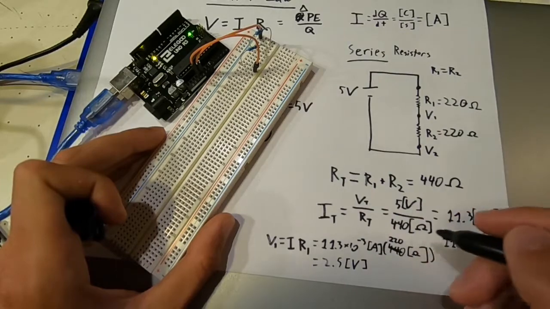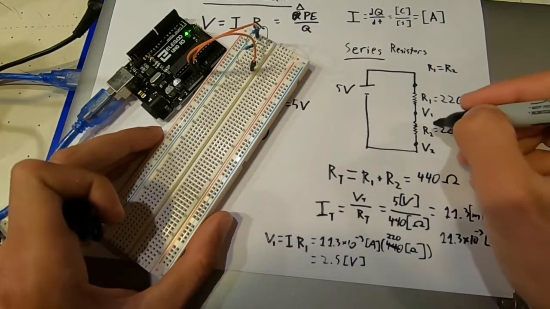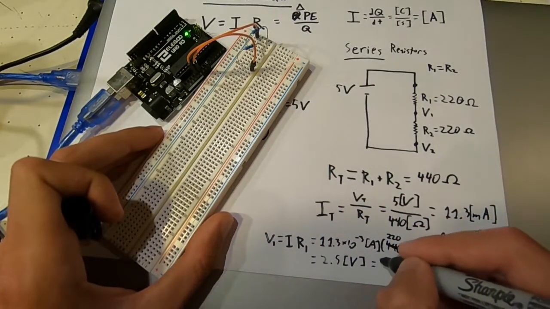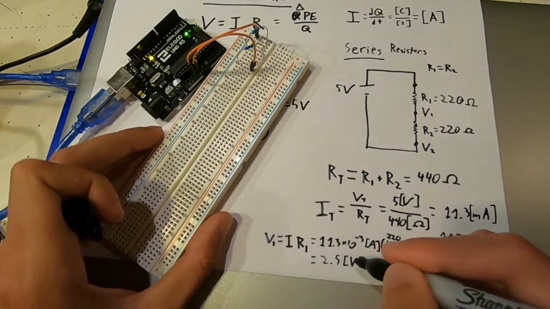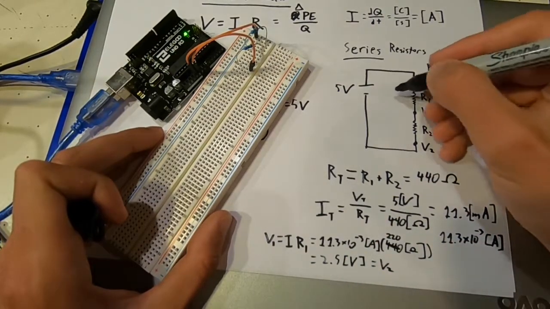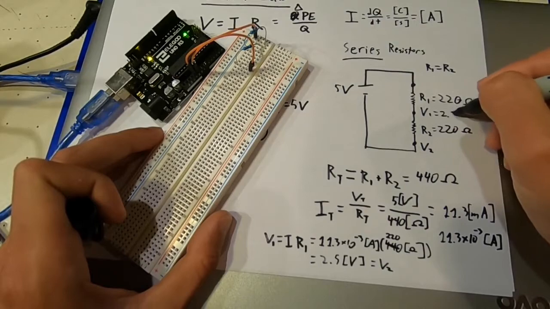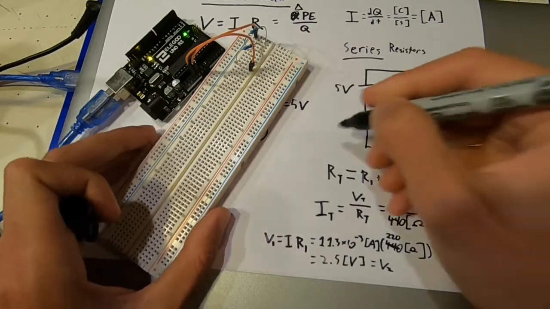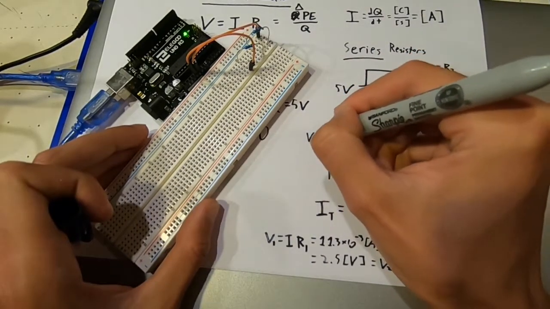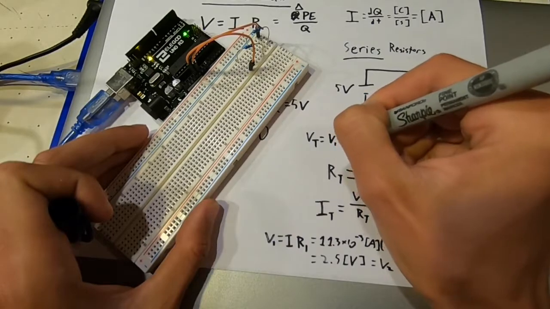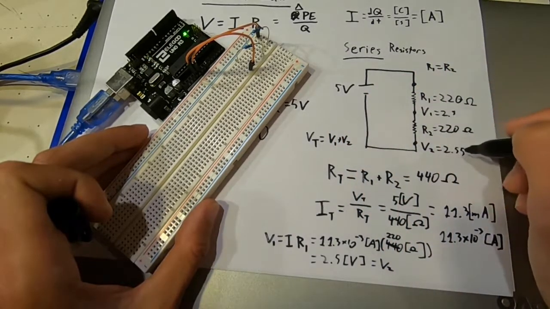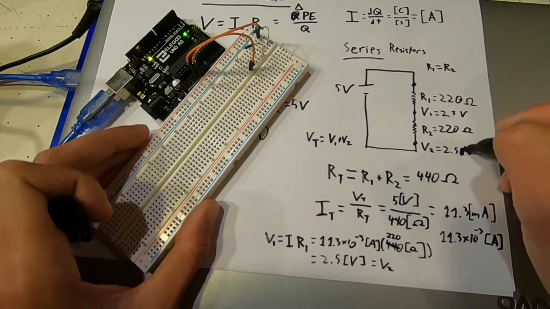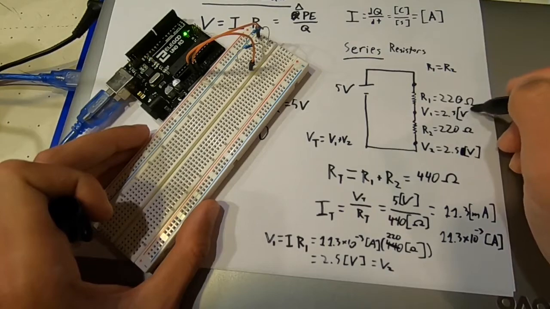So these are both the same value, so we could do the same thing for V2. Because R1 equals R2, V1 is going to equal V2. So they're both going to be equal to that 2.5 volts. So V total is going to be equal to V1 plus V2. 2.5 plus 2.5 is equal to 5.